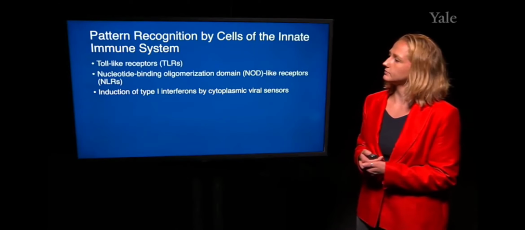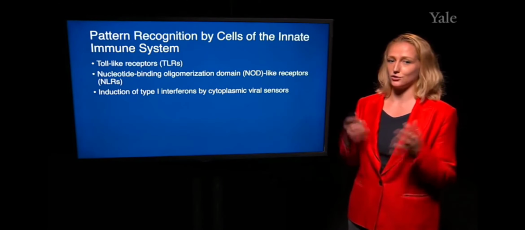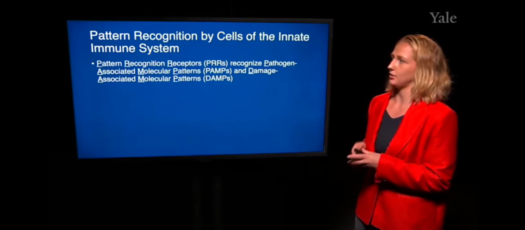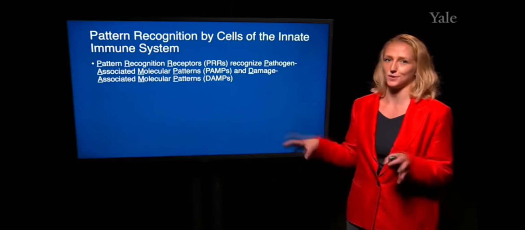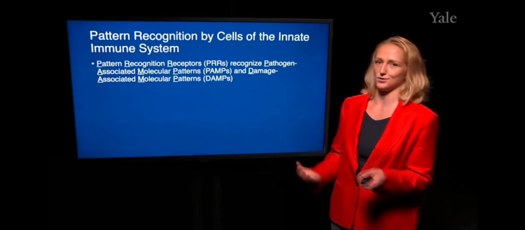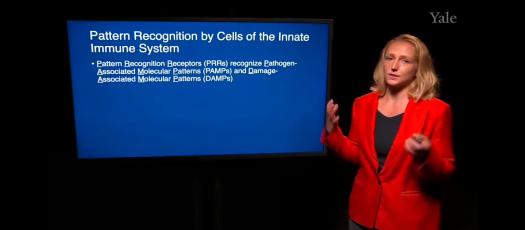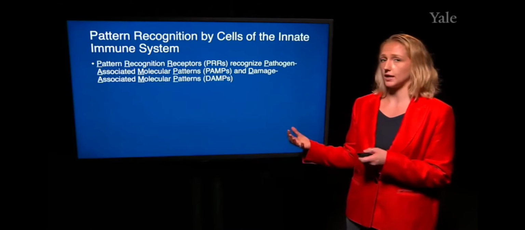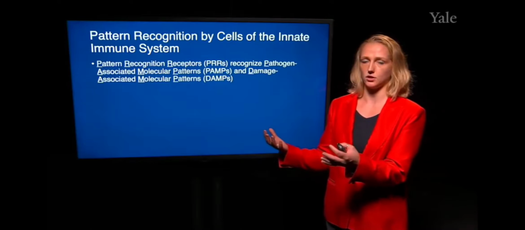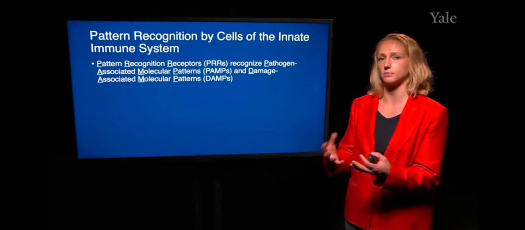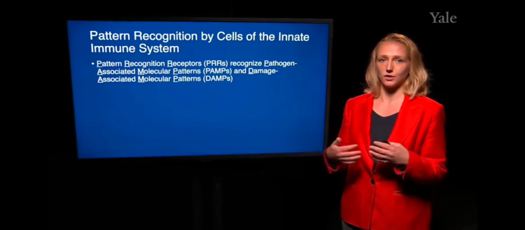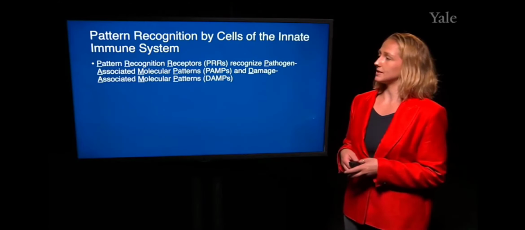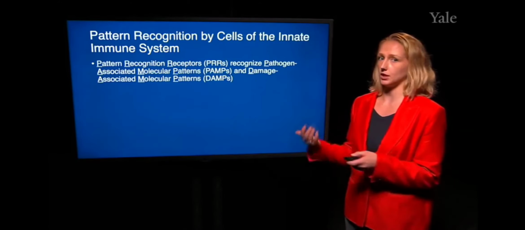Now that we've gone through a very general idea of what pattern recognition is, I want to go back to this concept that pattern recognition receptors recognize pathogen-associated molecular patterns or damage-associated molecular patterns. This is a really critical aspect of our innate immune system. It allows us to recognize specifically what kind of pathogen is invading our bodies to then tailor the response, such that we're not triggering an antiviral response against a helminth infection, for example. This is a critical concept that will be reiterated in future lectures.